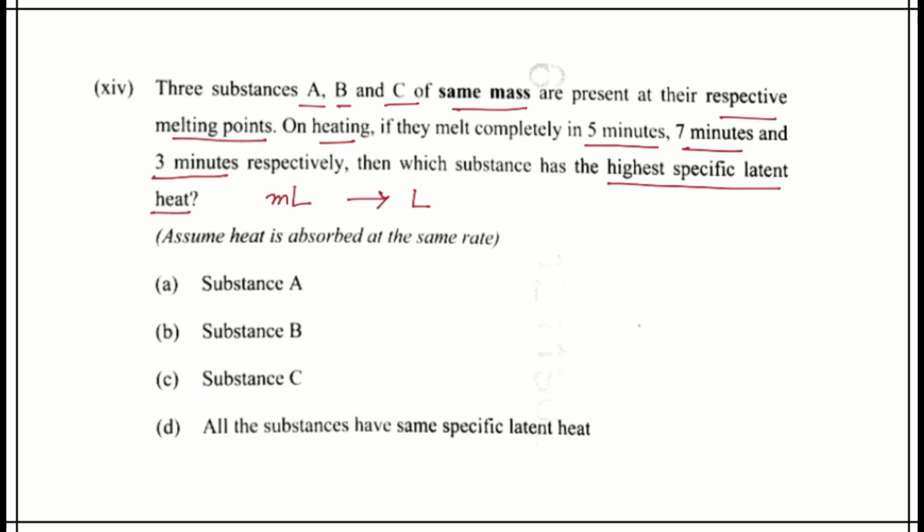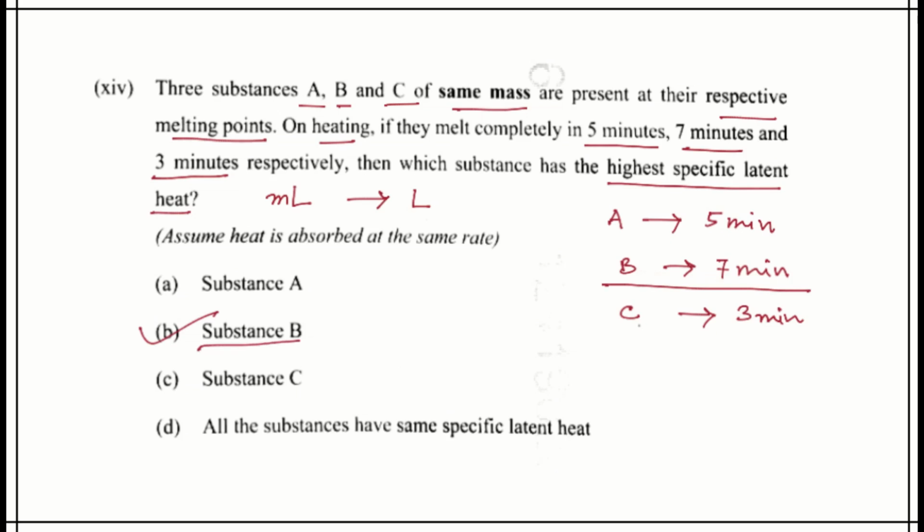So in this question, substance A takes 5 minutes, substance B takes 7 minutes and substance C takes 3 minutes. So in this case, substance B takes the maximum time. Therefore, option B, substance B, is the correct answer, which has the highest specific latent heat.